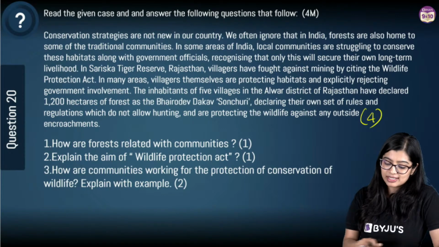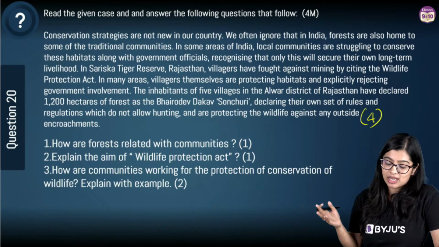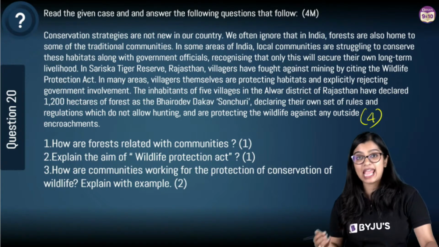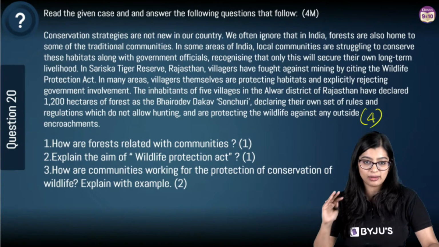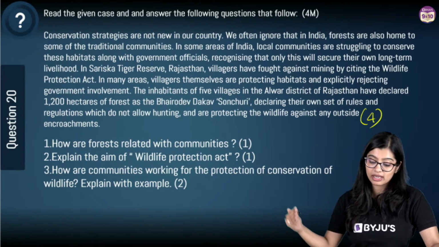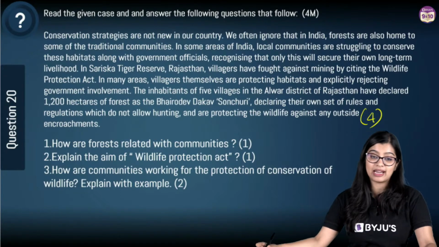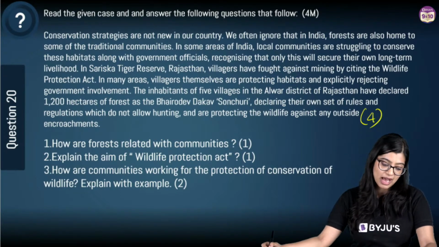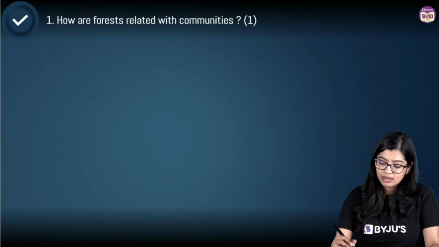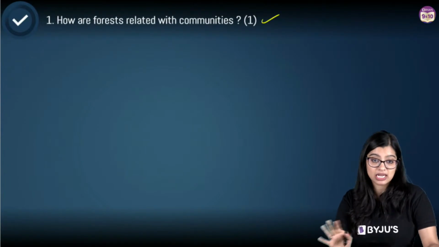First one, how are forests related with community? 1 mark. Explain the aim of Wildlife Protection Act? 1 mark. How are communities working for the protection of conservation of wildlife? Explain with example? 2 marks. Easy peasy. Very simple, you will get marks for this.